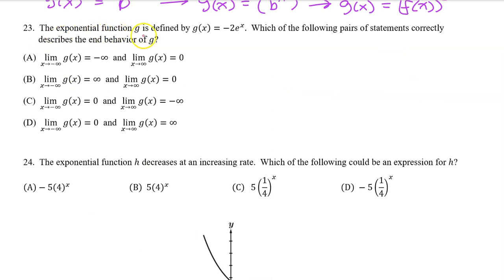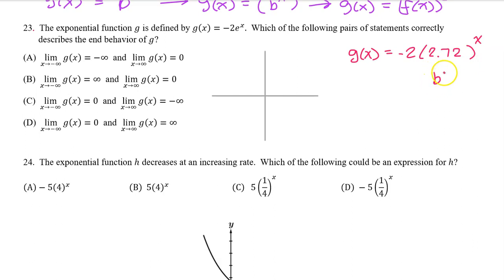23. The exponential function g is defined by g of x equals -2 times e to the x. Which of the following pairs of statements correctly describes the end behavior of g? Let's draw a sketch. The a value is negative, the number in the front. That tells me that the curve is going to be below the x-axis. The b value is e, and don't forget that e is a constant, approximately 2.72. What matters is that this b value is bigger than 1.